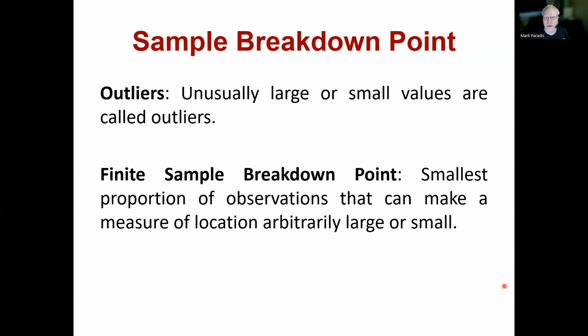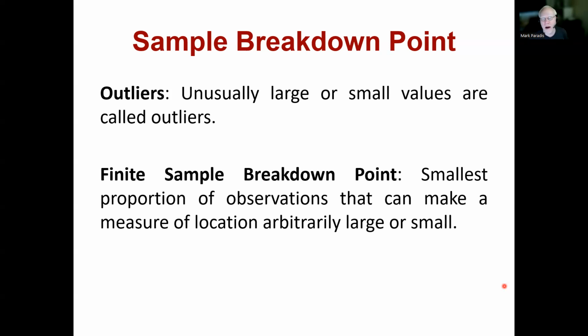Where the mean runs into some problems is in terms of what we refer to as the sample breakdown point, or in terms of outliers. An outlier is an unusually large or small value within your data set. Say you've got your observations, like scores on a test, and you've got one or more values that are distinctly different from the other ones.